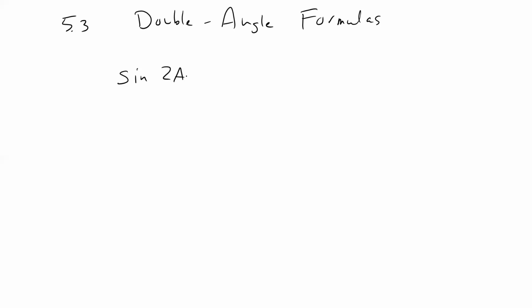So 5.3 is called the double angle formula. And we're just building these things because we are cool like that. So, here's what I need. I need to know what in the world is sine of 2a. If I know my angle, I want to double my angle and then get the sine value for it.